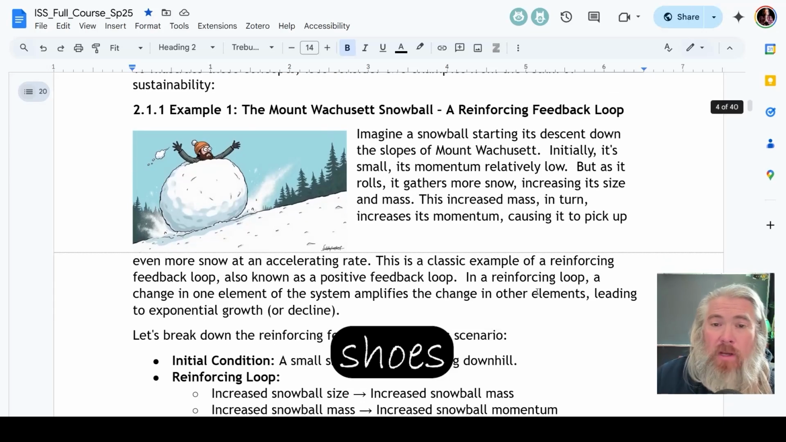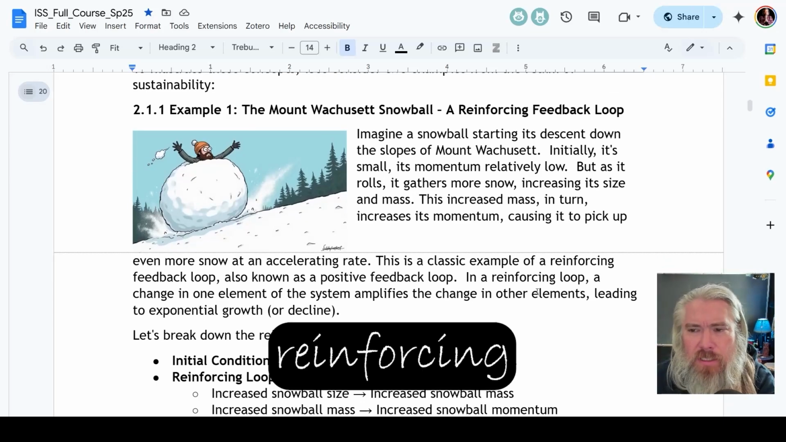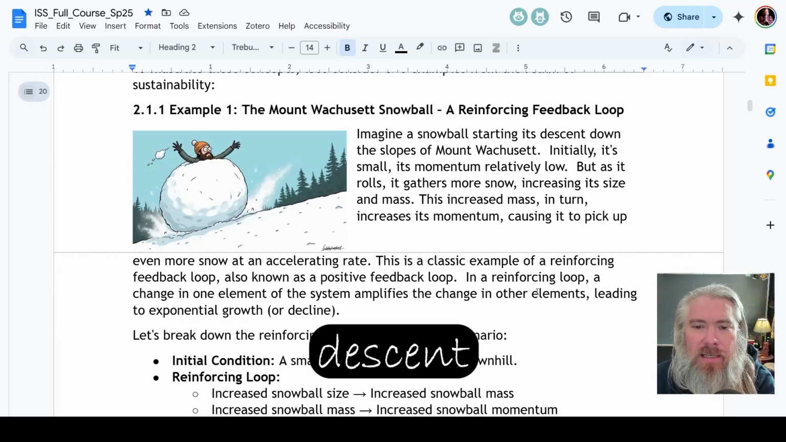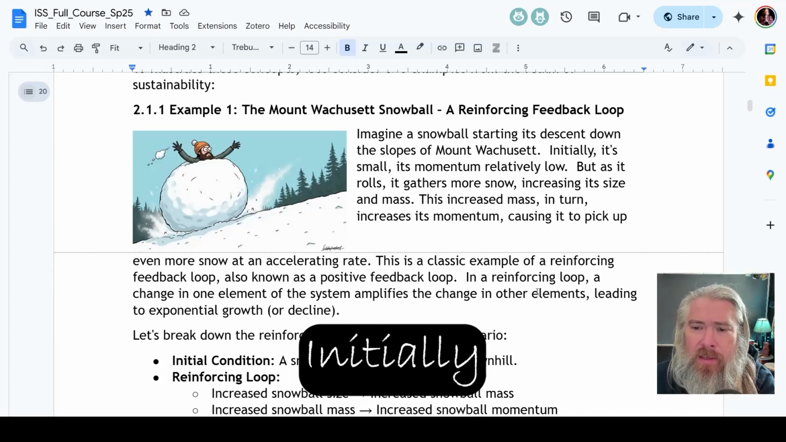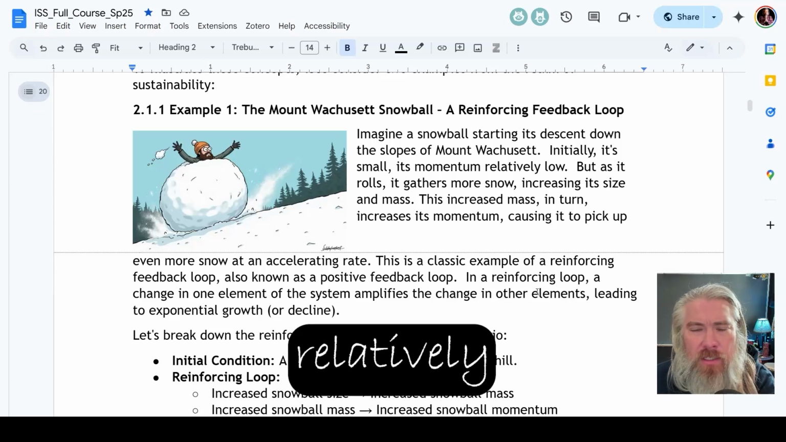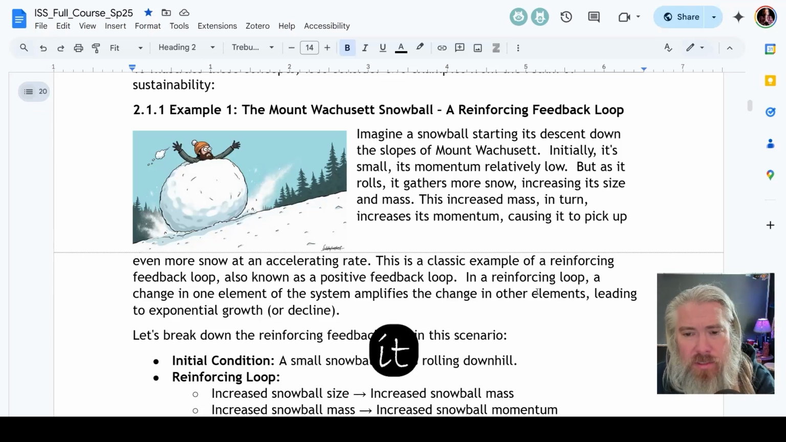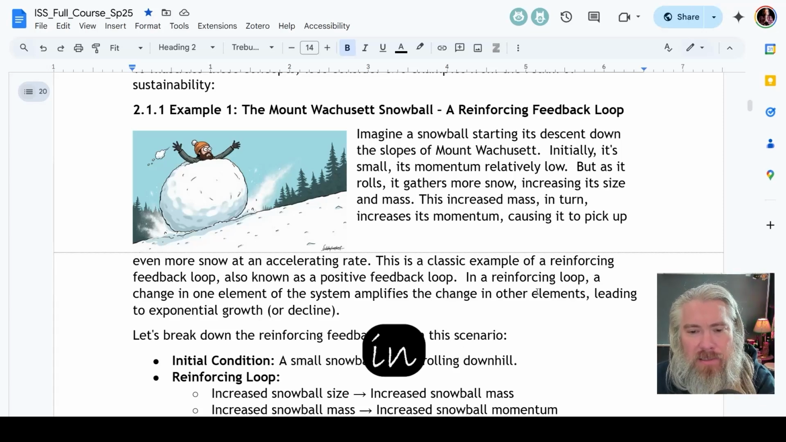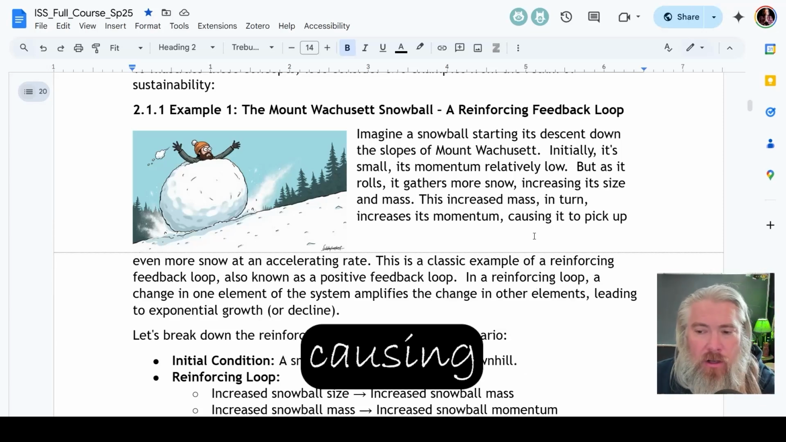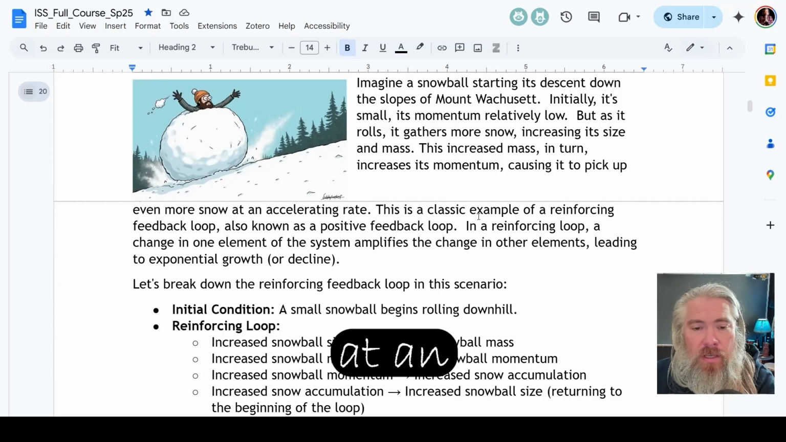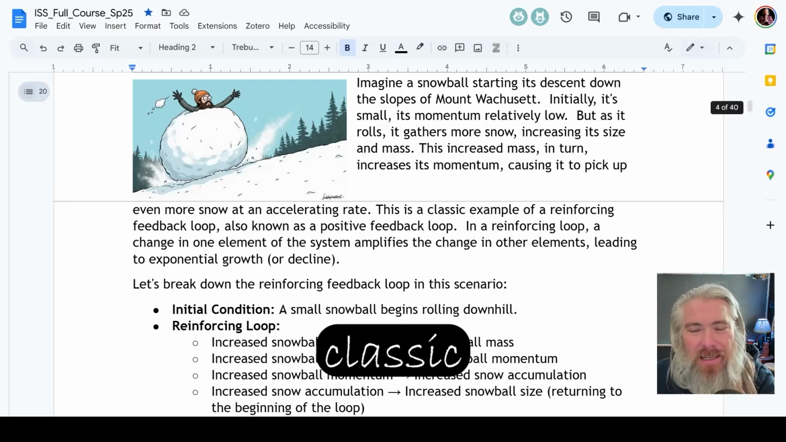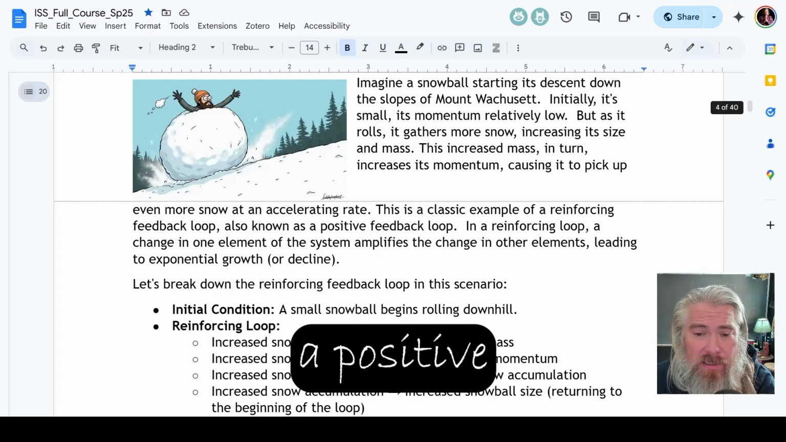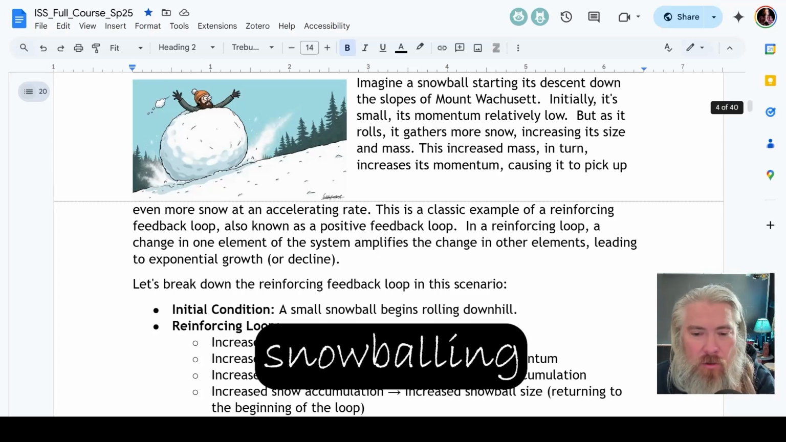Example 1, the Mount Wachusett snowball, a reinforcing feedback loop. Now imagine a snowball starting its descent down the slopes of Mount Wachusett. Initially, it's small, its momentum is relatively low, but as it rolls, it gathers more snow, increasing its size and mass. This increased mass, in turn, increases its momentum, causing it to pick up even more snow at an accelerating rate. This is a classic example of a reinforcing feedback loop, also known as a positive feedback loop. In fact, it's often called the snowballing effect.